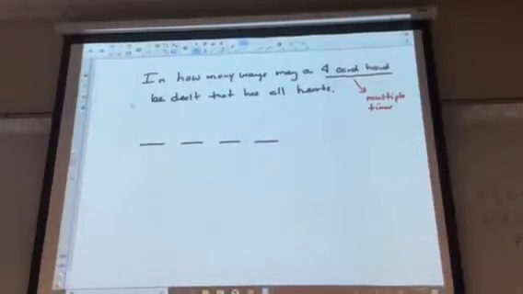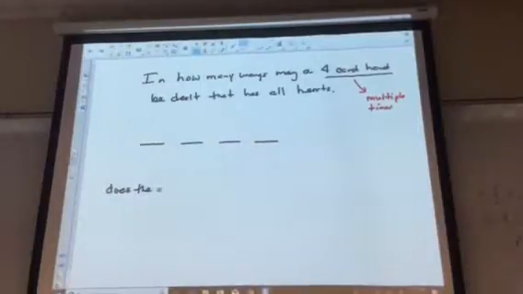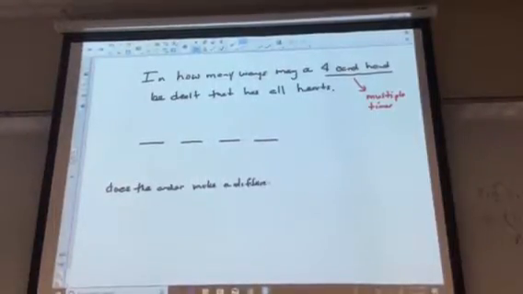4 cards because there's 4 separate events. And now one very major important question. Does the order make a difference?